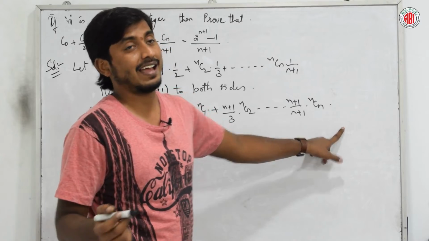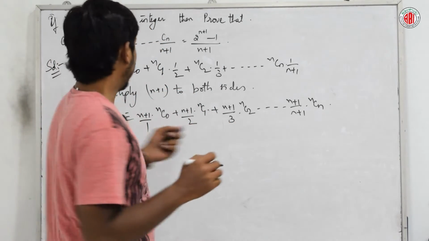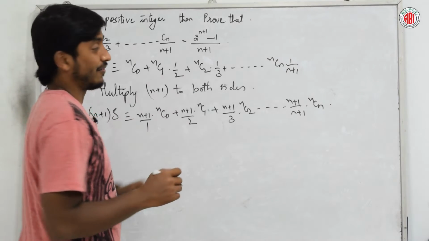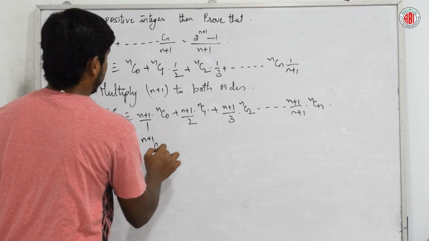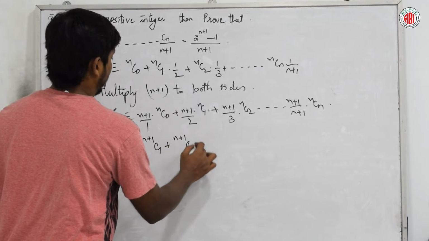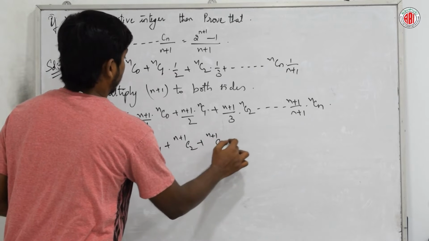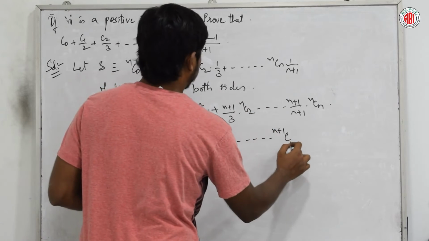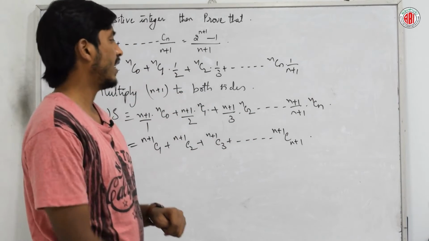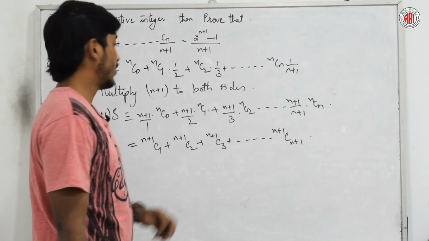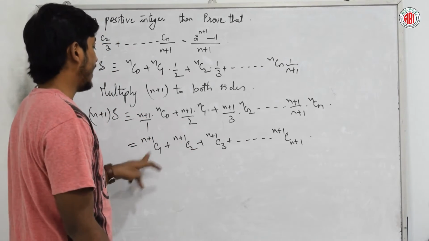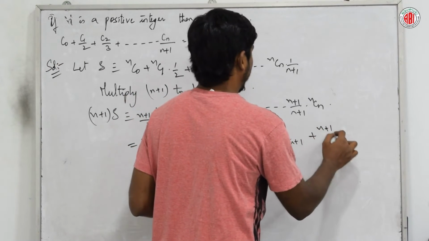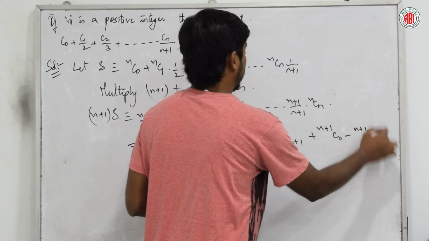There is something left. What is that? The first term. So there is one more step left. First let me do that. n plus 1 C1, n plus 1 C2, n plus 1 C3 and so on up to n plus 1 C(n plus 1). Isn't it? It is simple. So now you can easily add and subtract the n plus 1 C0 term. Let us add and subtract n plus 1 C0.